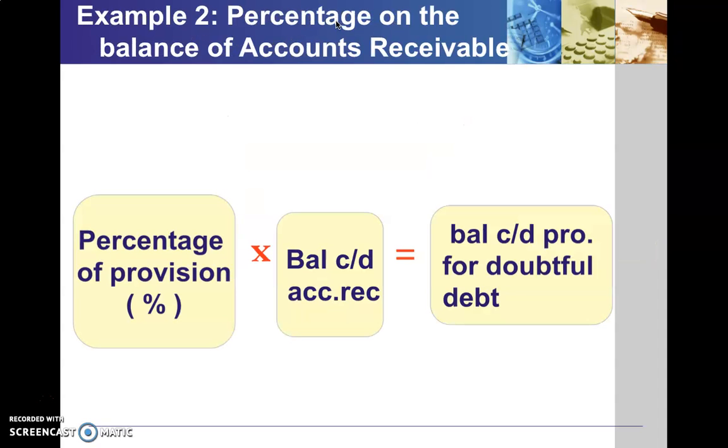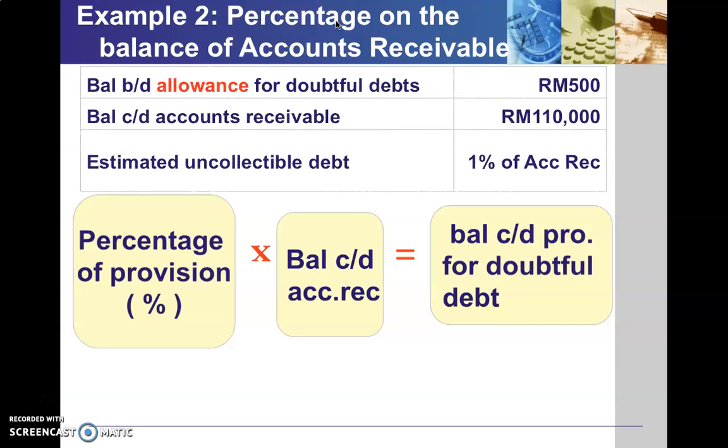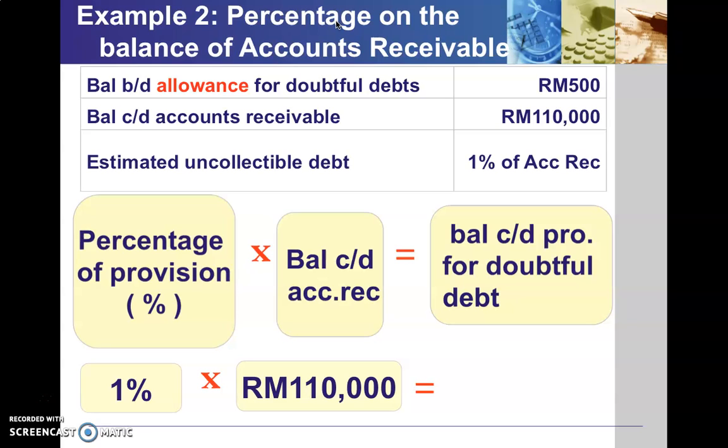Example 2. Percentage on balance of accounts receivable. Balance brought down allowance for doubtful debts 500. Balance carried down accounts receivable 110,000. Estimated uncollectible debt is 1% of accounts receivable. 1% multiplied by 110,000 equals 1,100.